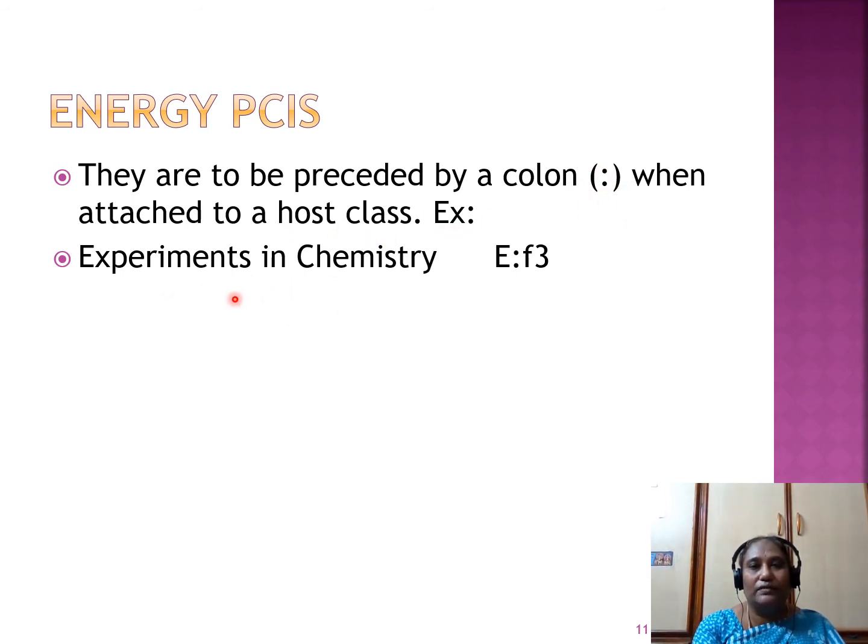For example, take experiments in chemistry. Here we are taking capital E for chemistry, and a colon should be there, and after the colon we need to write F3. F3 is the number for experiments. So here F3 is regarded as an energy posteriorizing common isolate. That's why we are connecting a colon here. We are putting a colon and attaching it to the host class. This is an energy posteriorizing common isolate.